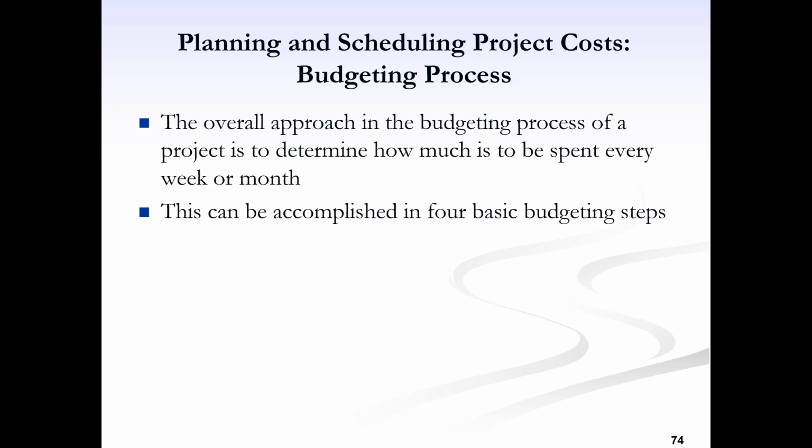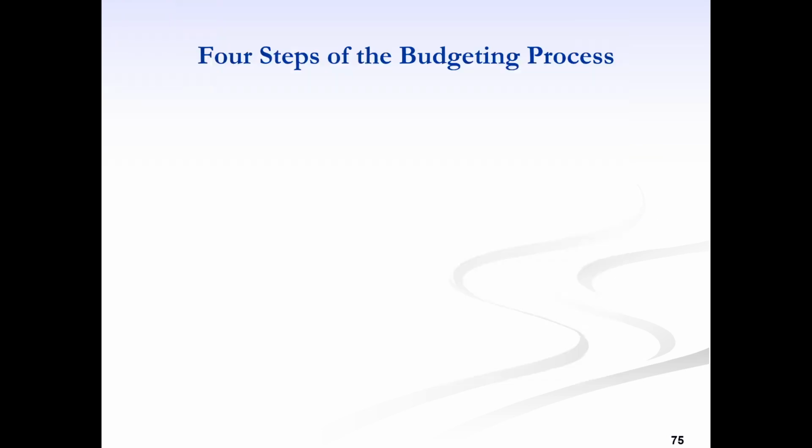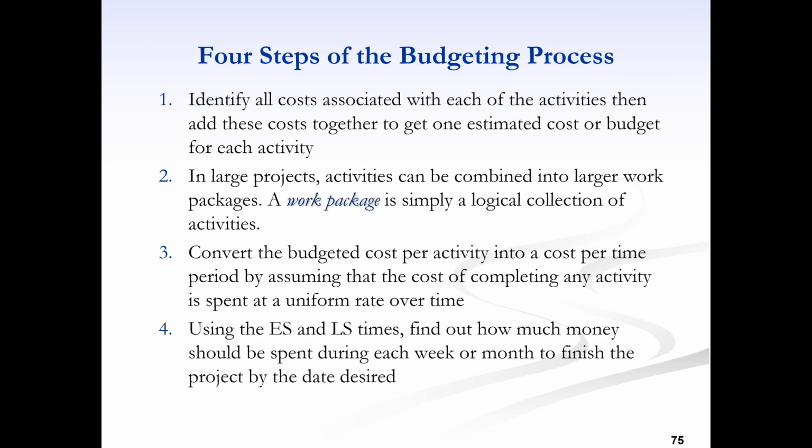There are 4 steps which can be used for budgeting the activities, and then of course we can monitor and control. So first, the 4 steps of the budgeting process: identify all costs associated with each of the activities, then add these costs together to get one estimated cost or budget for each activity.